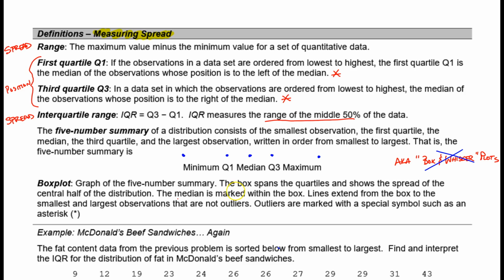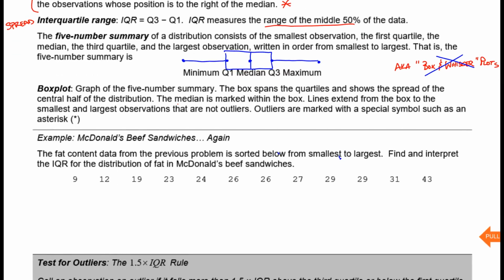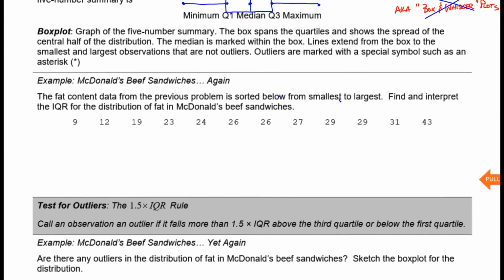It says the box part of the box plot spans the quartiles. So a box actually spans the quartiles and shows the spread of the central half of the distribution. So that box that we draw around the quartiles shows the spread of the central 50% of the data. The median is marked within the box, usually with a vertical line like that. And then we have lines that extend out to the max and to the minimum from the box. And there you have it, folks. That's a box plot. Okay, let's jump down to an example here. We're going to go back to our friend, the McDonald's beef sandwich distribution.